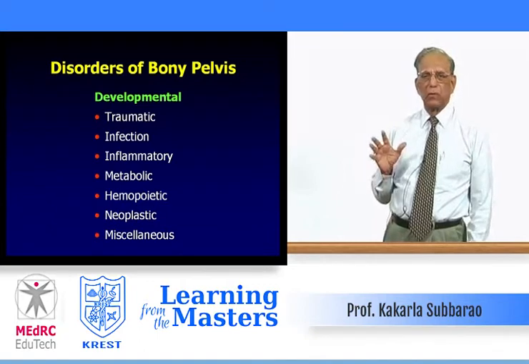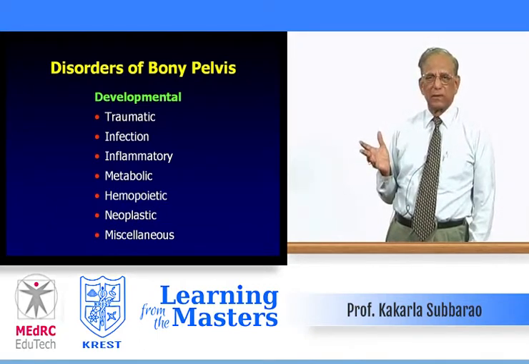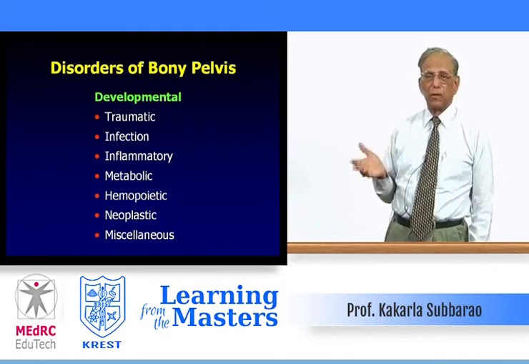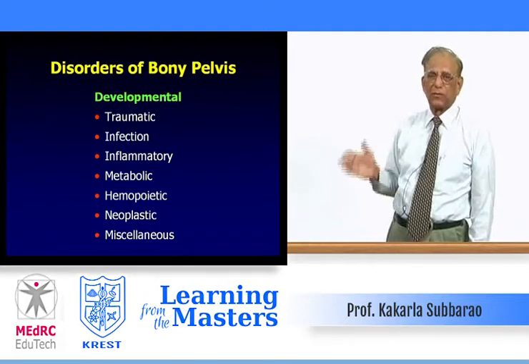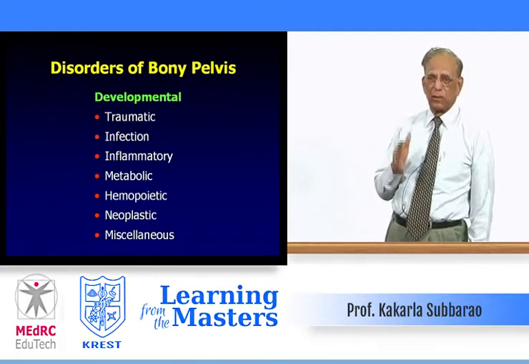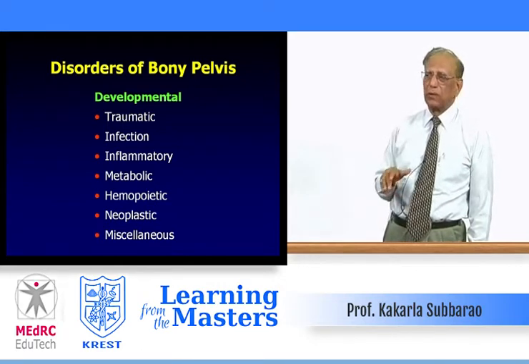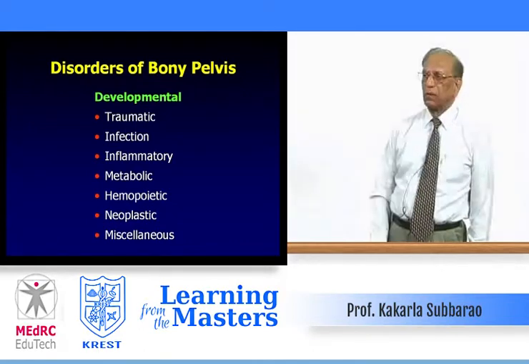Disorders of the bony pelvis can be divided into developmental or congenital causes, traumatic, infectious, inflammatory, metabolic, hemopoietic, neoplastic, or miscellaneous. But in the course of this orthopedic session, somebody else is talking about traumatic, metabolic, and neoplastic. So I will exclude them and confine myself to the rest of the entities. What are the imaging methods?